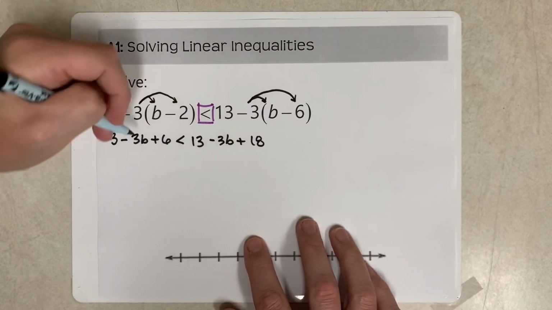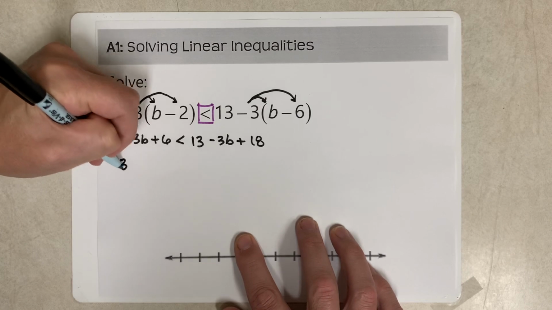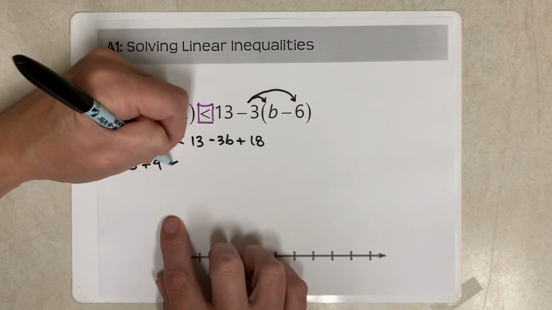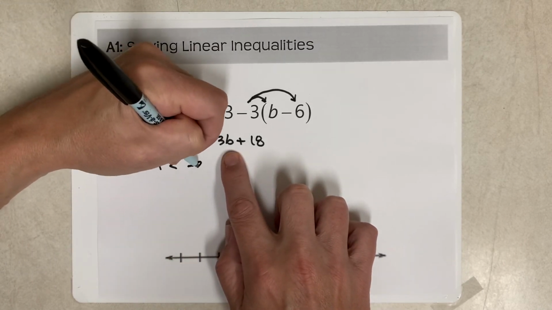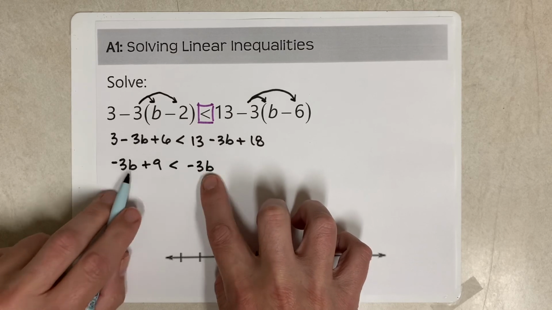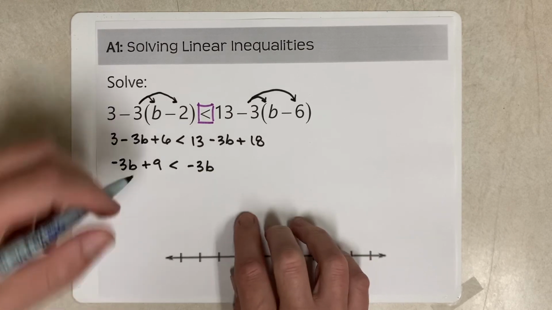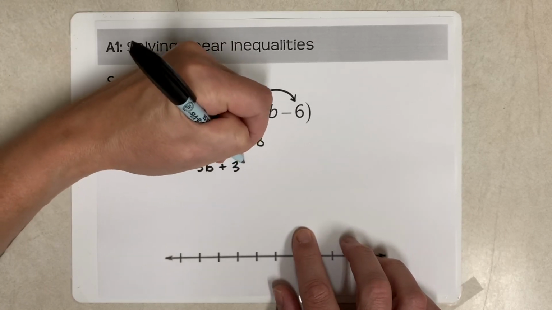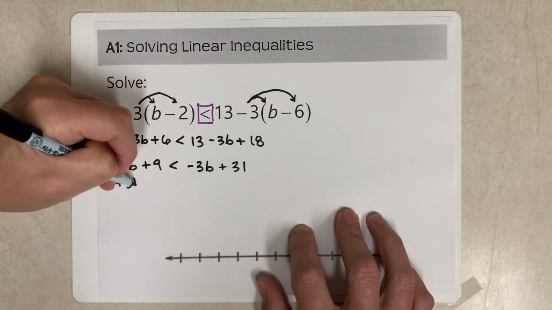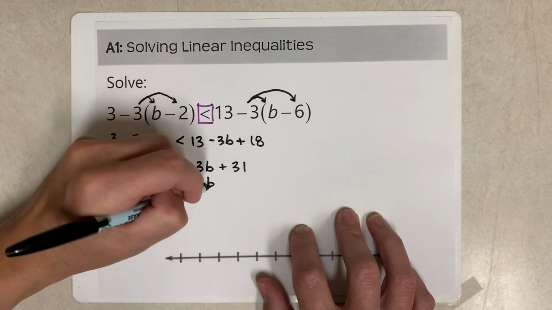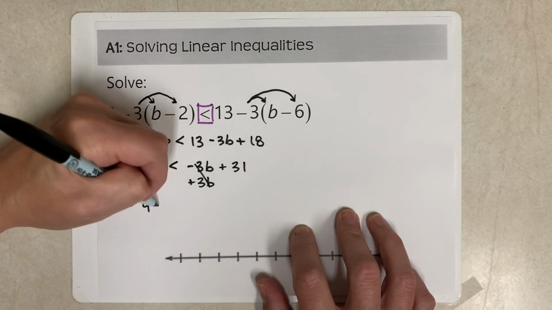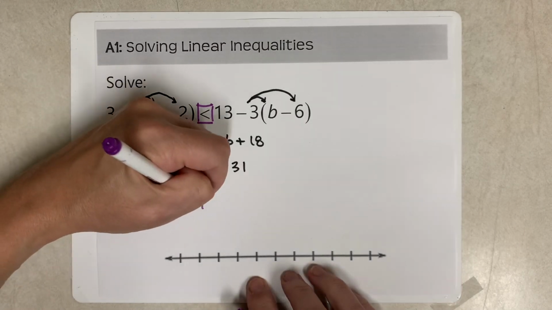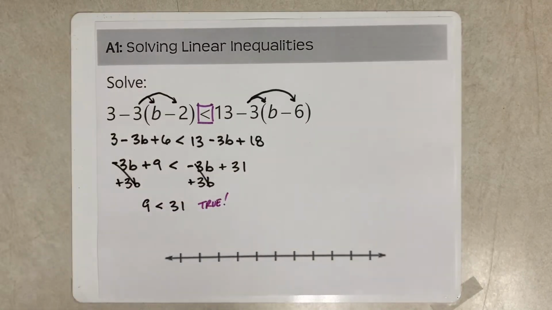We can clean some stuff up here. We have a negative 3b for sure, and then we have 6 and 3 make 9, so plus 9, less than. We have a negative 3b over here, which is interesting because we have it on both sides. So now something's cluing in. That's eventually going to cancel out. 18 and 13 make 31, so plus 31. Now if I add 3b to both sides, those both cancel, and I get 9 is less than 31. Okay, so is that true or false? That is definitely true. 9 is definitely less than 31.